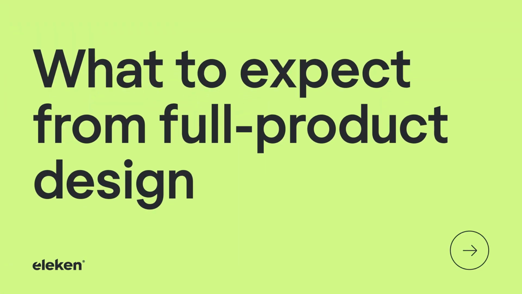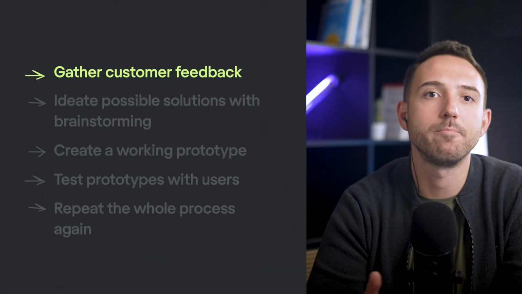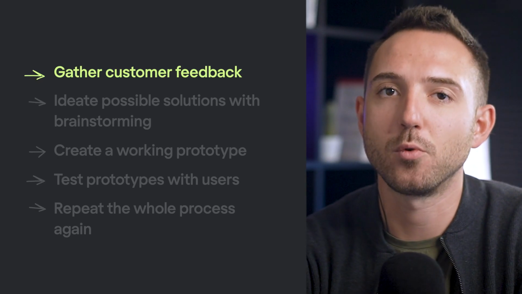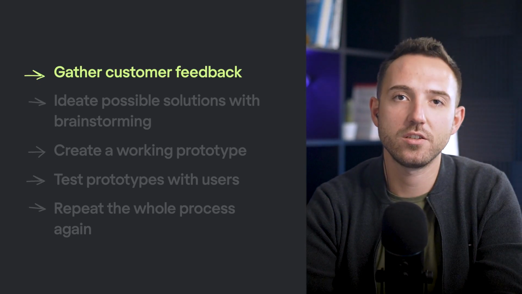So here's what to expect from full product design. Once your MVP is adopted, you start receiving feedback from users. They would give you many ideas on how to improve and evolve your product into a fully fledged solution. That's why your design approach would probably look like this. First, together with the designer, you gather customer feedback, for example, by conducting user interviews and analyzing support tickets. The goal is to define what challenges they face.